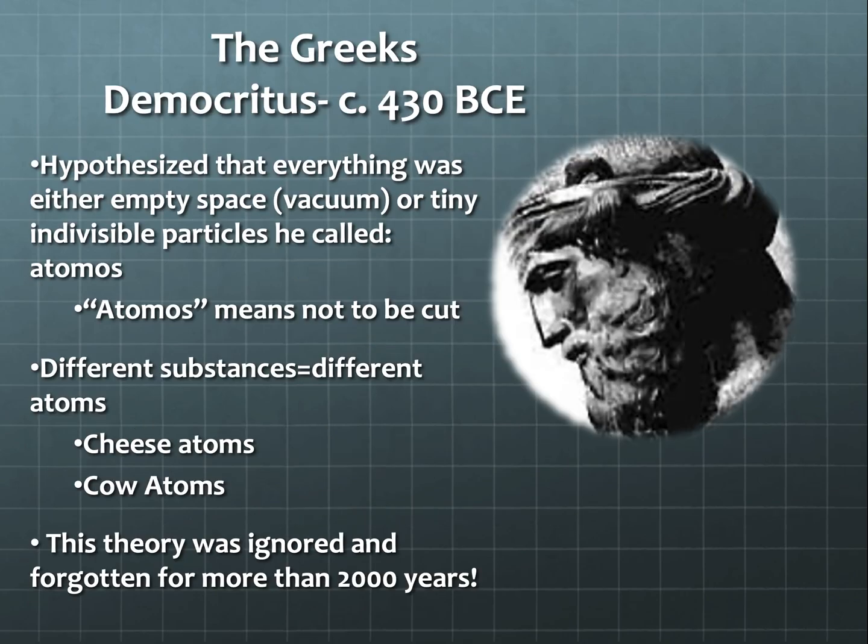The first person to come up with the idea of an atom was Democritus. He hypothesized that everything was made up of either empty space or tiny indivisible particles that he called atomos. Essentially, you could take any substance and keep cutting it in half until you got to a piece so small you couldn't cut it anymore, and that would be an atom. If I were to take a piece of paper and rip it up until I got to a piece I couldn't rip anymore, that would be a paper atom. And each substance was made up of its own type of atoms.